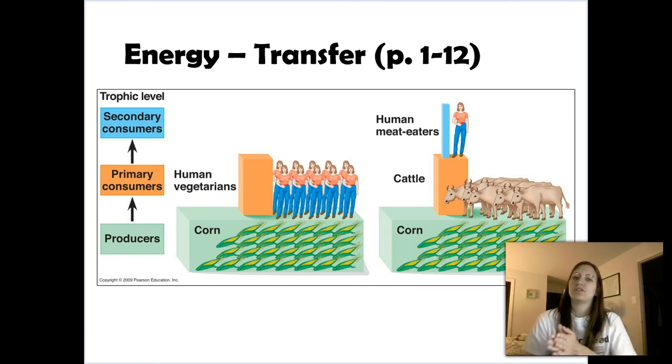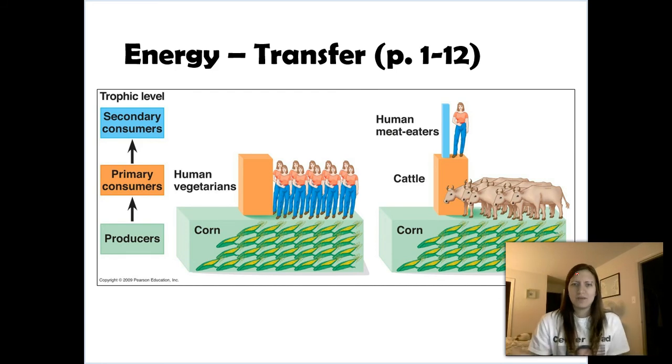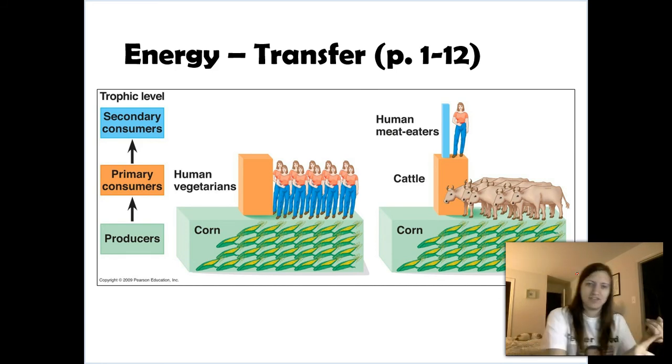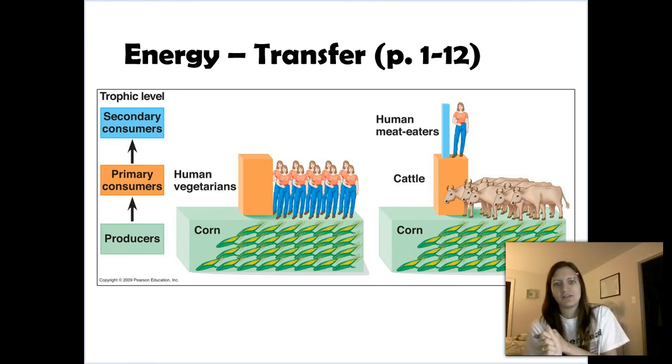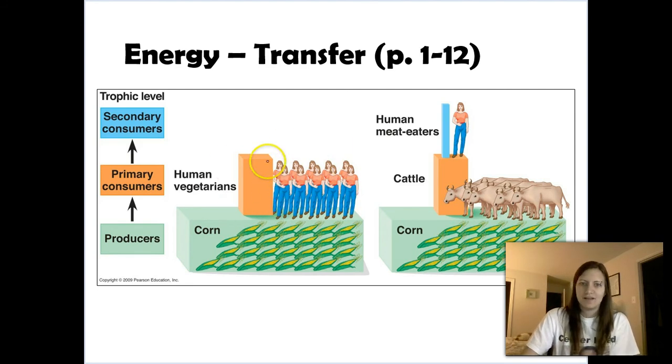Here I have two food chains, and this is looking at a simplified human food chain. Here we have corn on the left-hand side, and we're saying all humans are vegetarians and we eat corn. On the right-hand side, we're saying here are all the humans, but they're just meat eaters. So here we have this corn, we have this cattle eating this corn, and then we have humans. Let's take a quick second at this. Where do we see more humans? Do we see more humans on the vegetarian side, or on the meat eater side? Hopefully you noticed there's a lot more here on the vegetarian side.